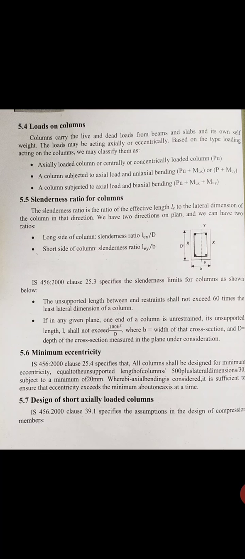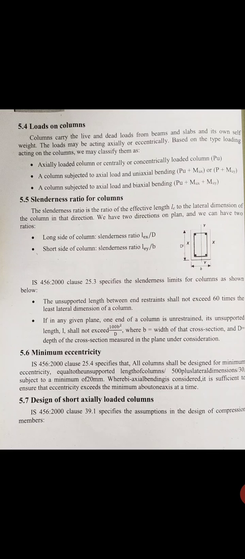The unsupported length between the end restraints shall not exceed 60 times the least lateral dimension of a column. If in any given plane one end of a column is unrestrained, its unsupported length L shall not exceed 100 B squared divided by D, where B equals the width of the cross section and D equals the depth of the cross section measured in the plane under consideration.